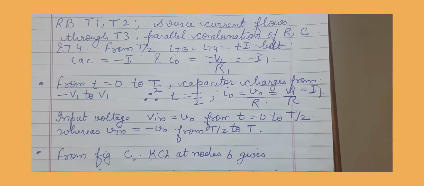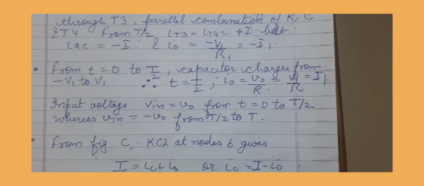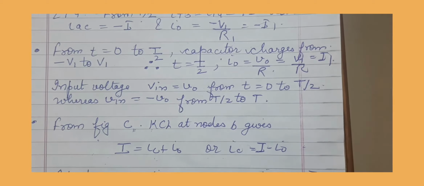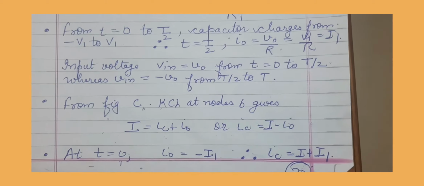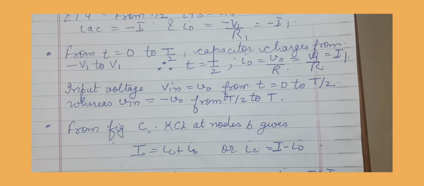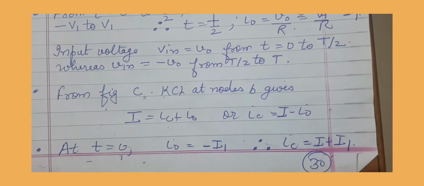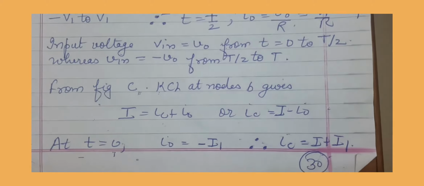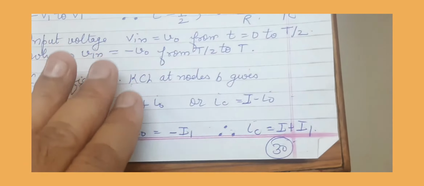Input voltage follows the output voltage from t equal to 0 to T by 2, whereas input voltage is equal to minus V0 from T by 2 to T. Now from the figure C, as we have seen in the figure A, the KCL at node B gives I is equal to IC plus I0, or IC is equal to I minus I0. At t equal to 0, load current is equal to the current flowing into the source, and IC is equal to I plus I1.